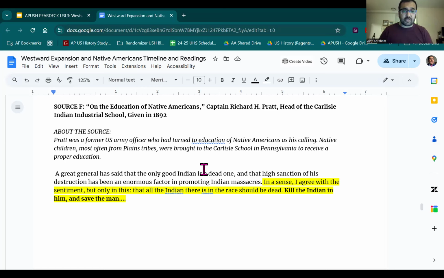The Carlisle School was one of those. It was in Pennsylvania, and it was largely Plains tribes, but different ones from all over. Okay, and again, I want you to keep in mind, Pratt considers himself to be a friend of the Native American. He's trying to help Indian children have a better life. His way of doing that is make them as American as possible.